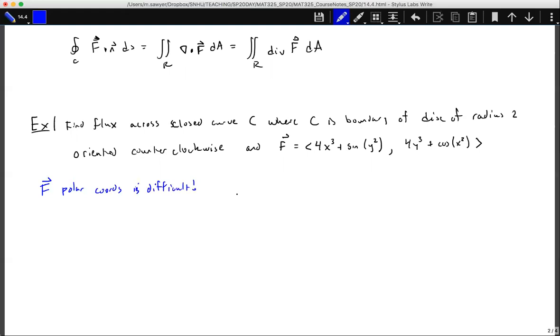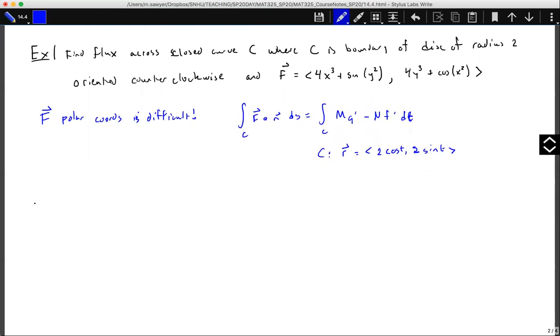So if we were to try to evaluate our vector field and our flux as defined earlier, the integral of F dot n ds, as equal to the integral over C of M g prime minus N f prime dt, we can parameterize our curve C as r is equal to 2 cosine of t, 2 sine of t. But again, putting F into polar coordinates is difficult, so this makes this hard. So if we use Green's theorem, this might make it an easier problem.